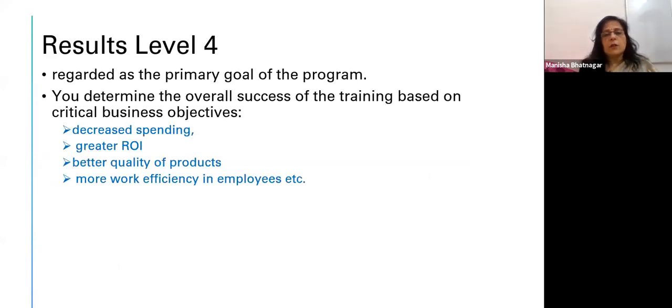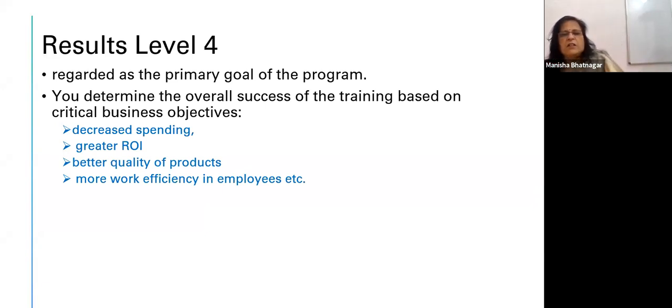You determine the overall success of the training based on critical business objectives. So, what is important for the organization? They must have some business objectives which would be the indicators. For example, less expenditure or decreased spending is an indication. Greater return on investment, ROI, stands for return on investment.